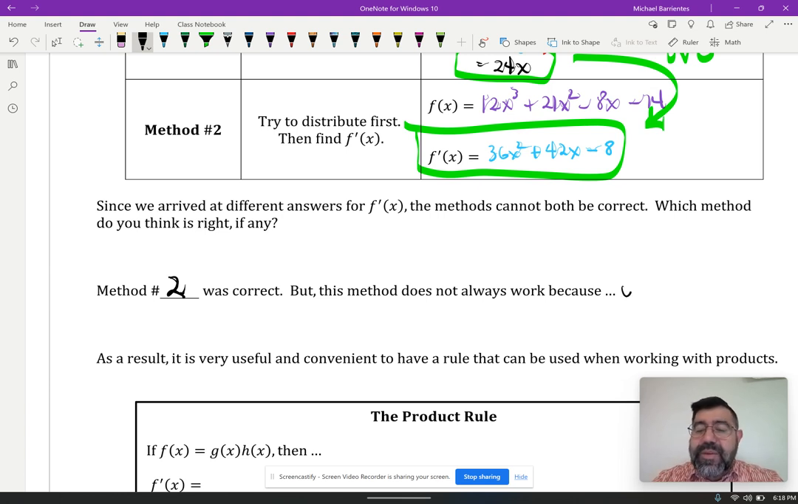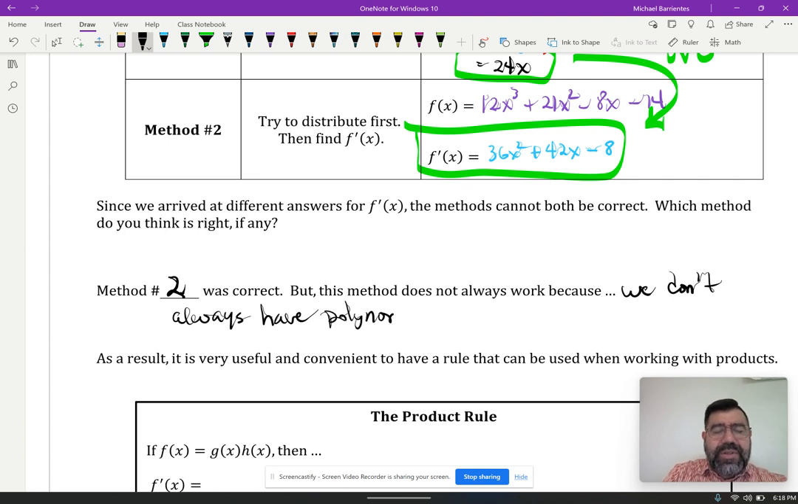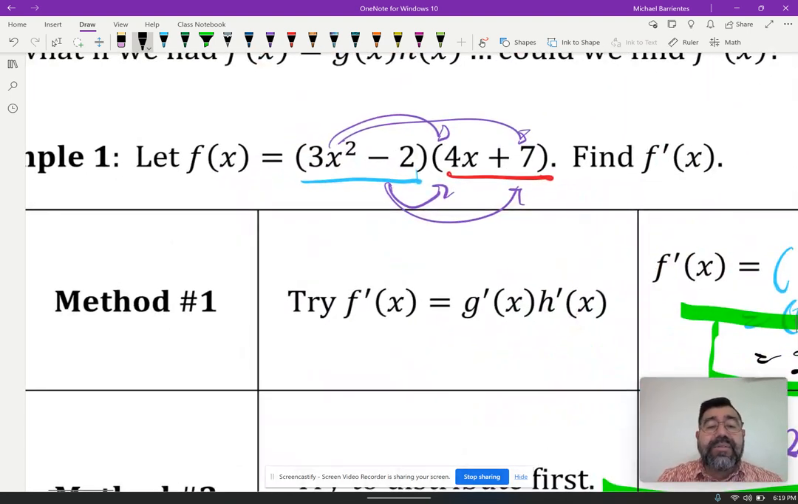Because we don't always have polynomial terms in order to multiply out. We don't always have polynomials. This is a polynomial, right? We can actually multiply this term times this term times that term.